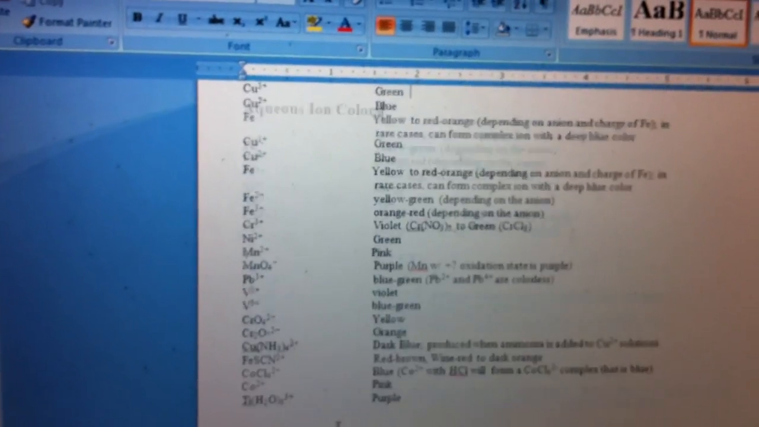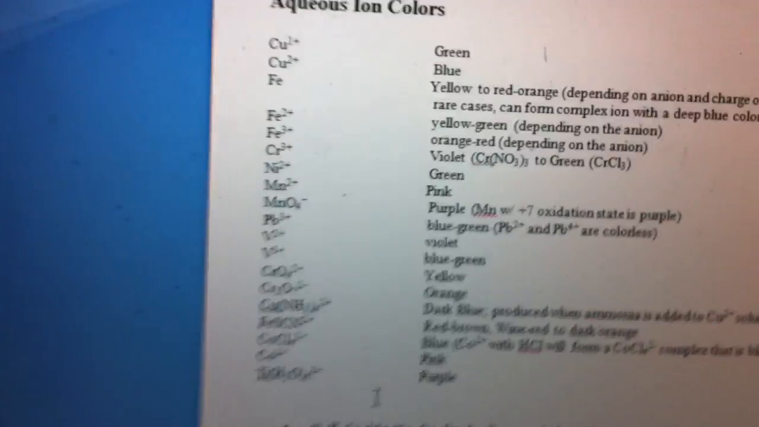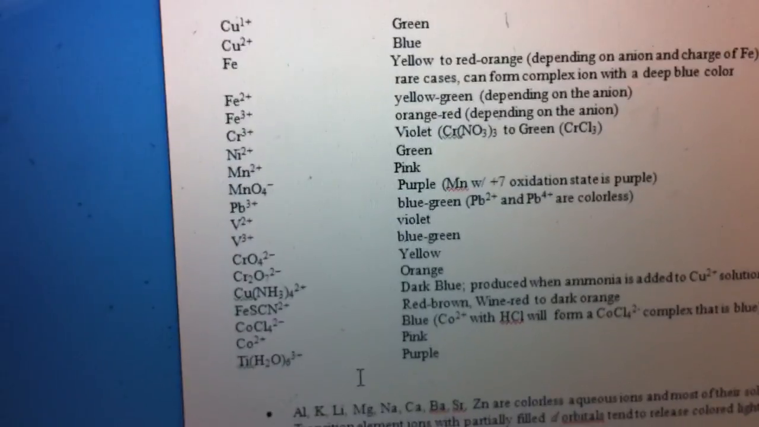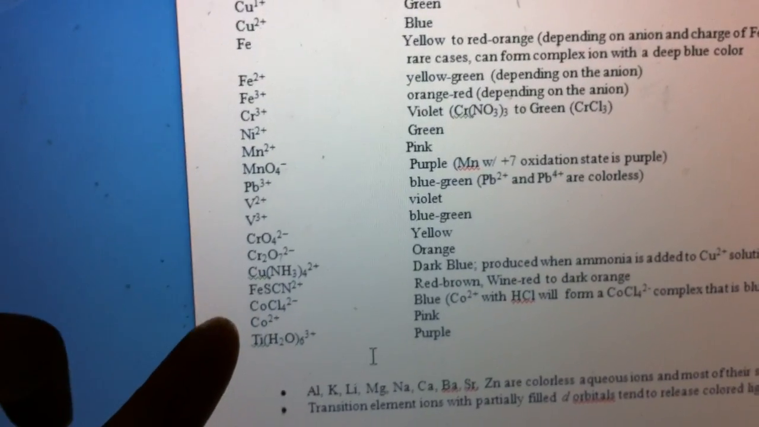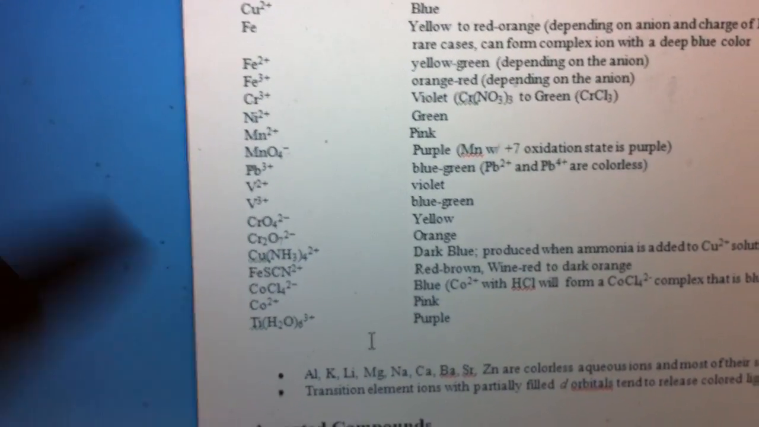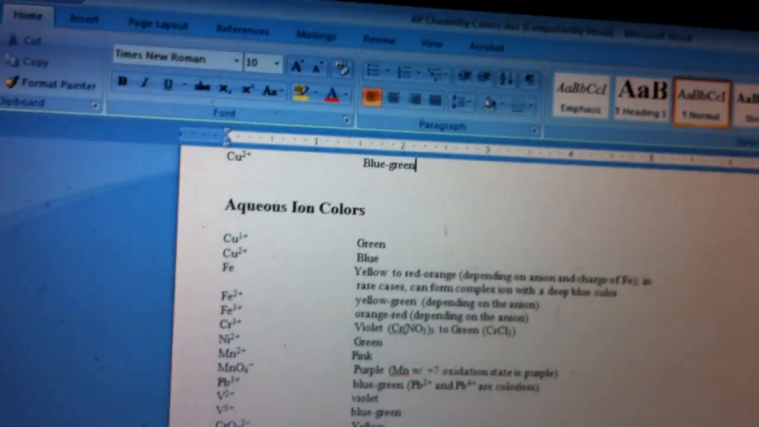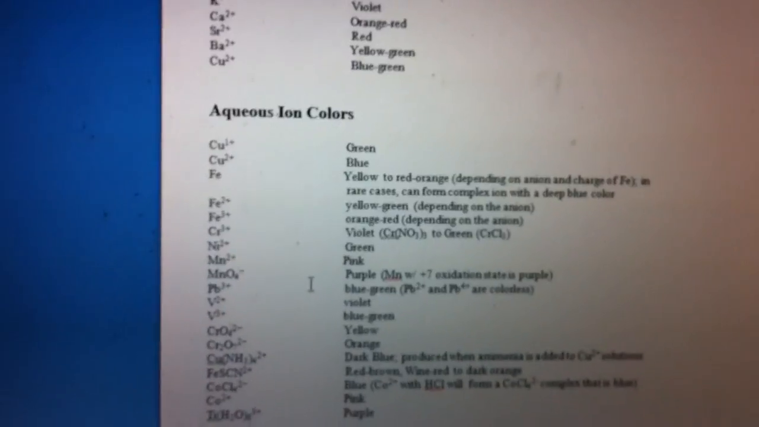And the other ones, the copper, anything greenish is copper. And vaguely remember the iron thiocyanate and the cobalt compounds. I think that should be good.